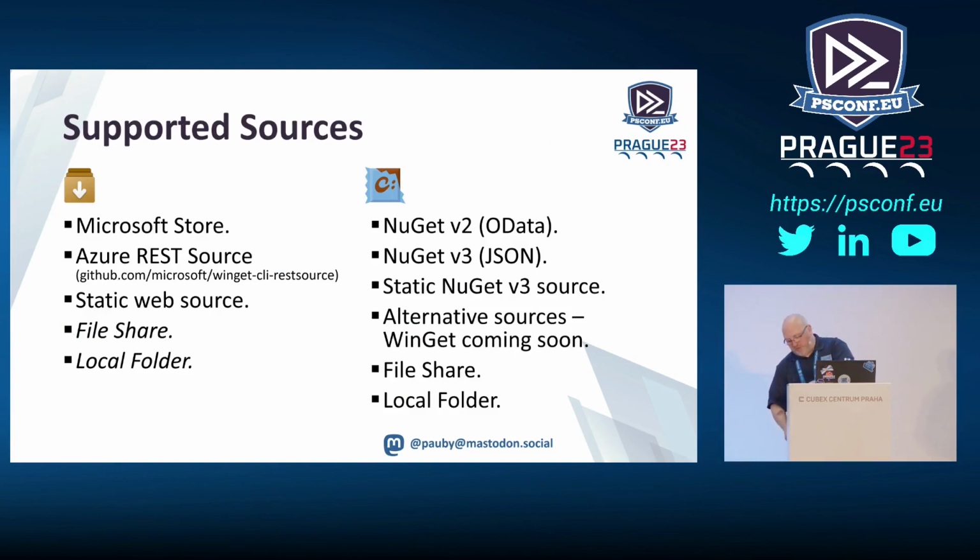Supported sources. So a source is where you basically get packages from, where you can install packages from, you can upgrade packages from, and you can search. Those supported sources for Winget are the Microsoft Store. So it comes with two out of the box, which is the Winget source and the Microsoft Store source. We've also got an Azure REST source, which is like your kind of package manager repository that you can set up. But it's very much tied to Azure. You can run it locally but it still needs a lot of Azure bits attached to it.